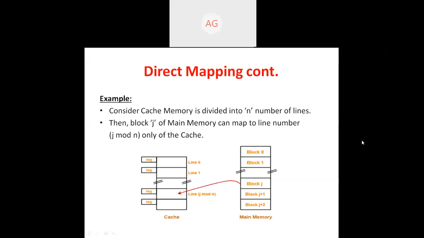Okay, so let us discuss the direct mapping once again, as the slide is not visible to you. As you can see from the diagram, this is the cache memory and this is the main memory. The cache memory is divided into n number of lines, line number 0, line number 1, up to the last line number n. In the same way the main memory is divided into blocks. Only 5 minutes are left, so we are just going to discuss the direct mapping in this class.